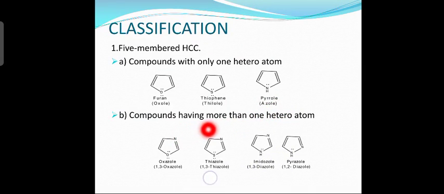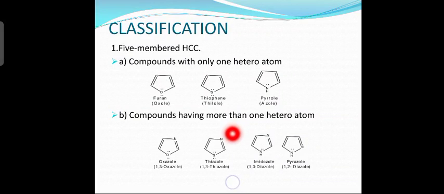Then compounds having more than one heteroatom. These are the examples. Oxazole. Oxazole contains one oxygen atom and, in addition to oxygen, another heteroatom, nitrogen. The other corners have carbon. Oxazole is the name of this compound. If you specify the positions, it is 1,3-oxazole, because in the first place you have oxygen and in the third place you have nitrogen.